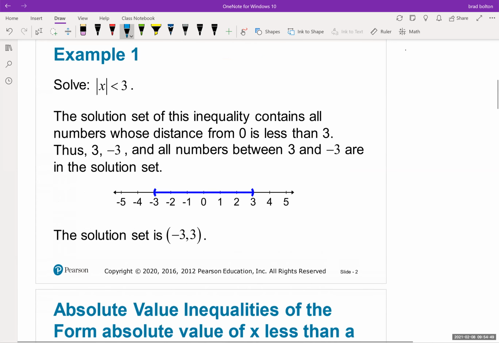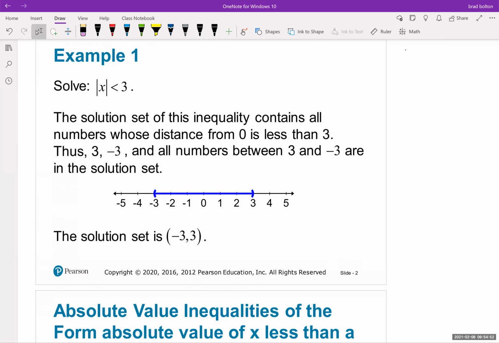So something very similar is going to happen when you have less than. It behaves like an and statement. Okay, so the less than symbol when you're working with absolute values behaves like an and statement. Okay, so you say, what numbers are less than 3? So we say absolute value of x is less than 3.